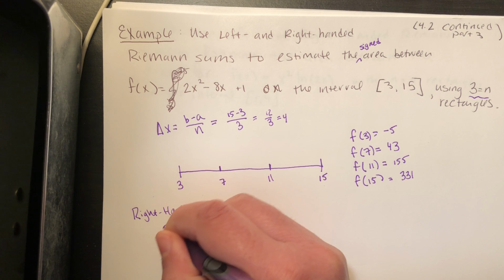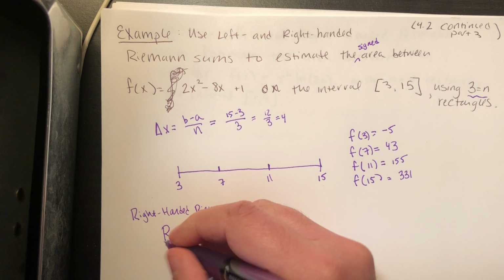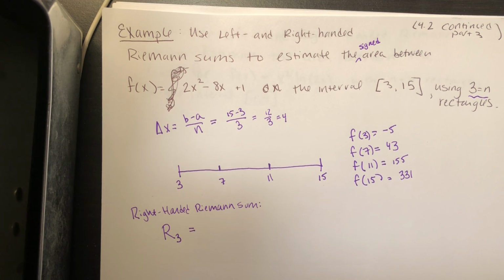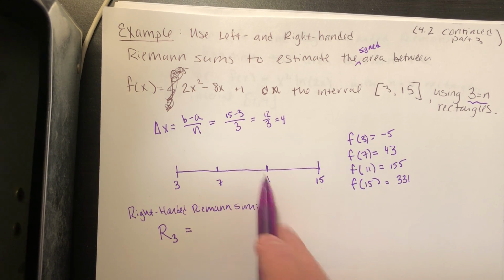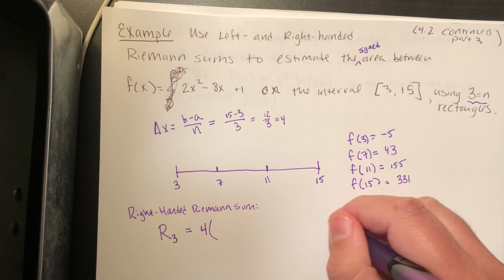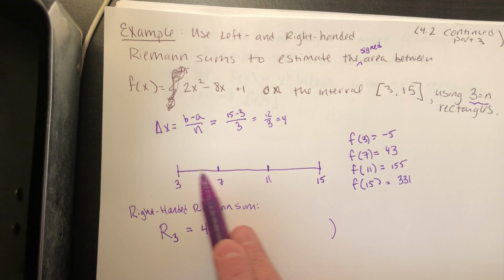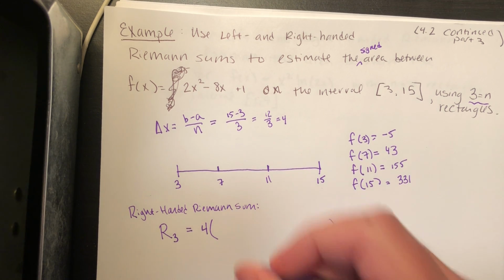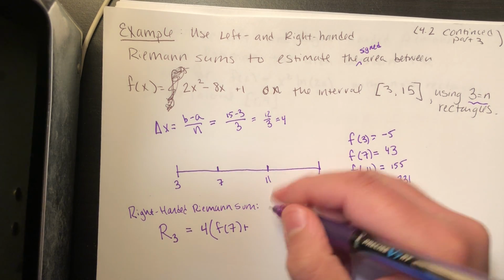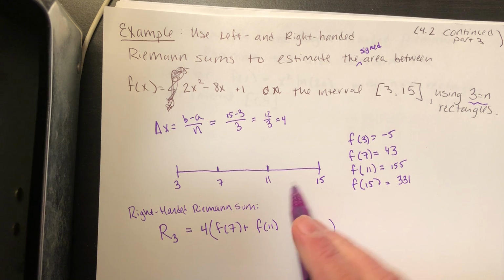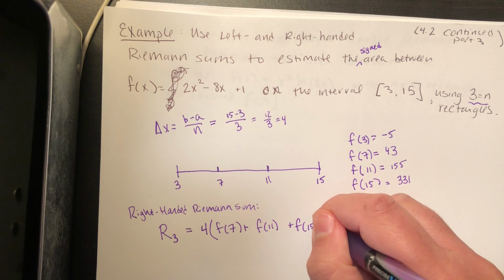Right, so we had said last time that the right-handed Riemann sum R sub n, where n is your number of rectangles, for us that's 3, is just going to be the result of multiplying the length of the base, which is always going to be 4, times the output of the function at each of the right endpoints of the interval. So for my first interval, the right endpoint would be 7, so it would be f of 7, plus the right endpoint of my second interval is 11, f of 11, and the right endpoint of this last interval would be 15, so we add f of 15.